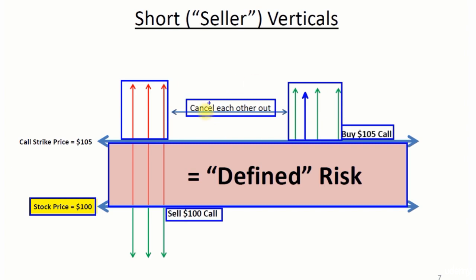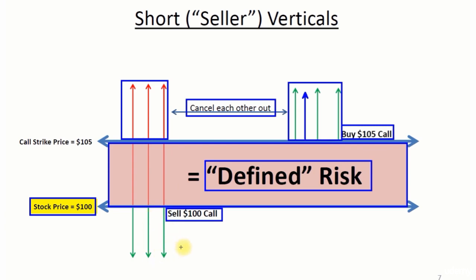And what happens when we do that is we define the risk. We end up with this box here. This pink area is everything that's involved with the trade. This is the most money we can make or lose as a whole right here. We've defined the risk because above 105 it washes itself out.